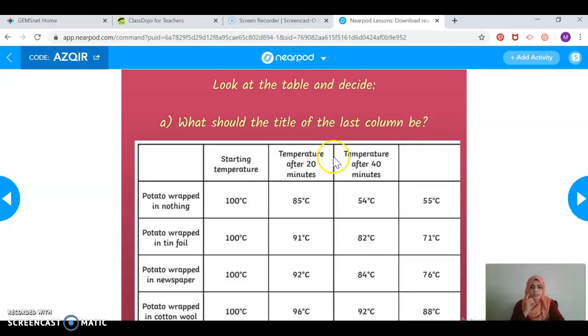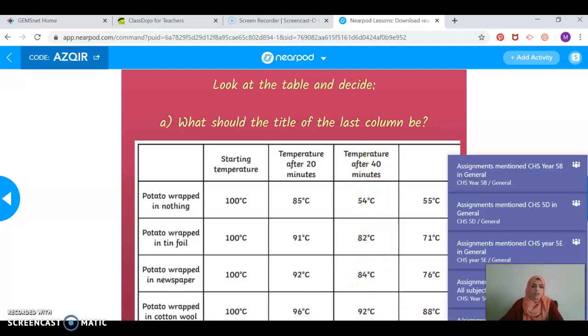So this is the table here. Starting temperature: the potato is really hot, 100 degrees. Then the temperature after 20 minutes: the one wrapped in nothing was 85, with tin foil it was 91, newspaper 92, cotton wool 96. Same with the temperature after 40 minutes. You can see how it is going.